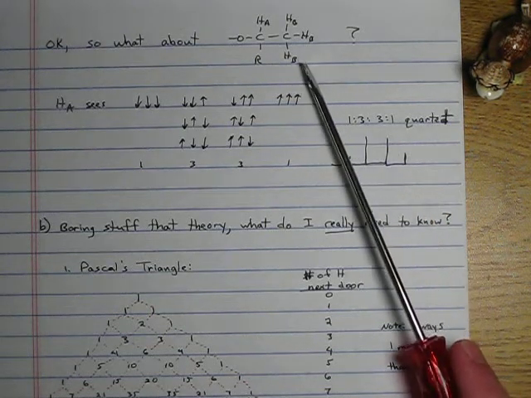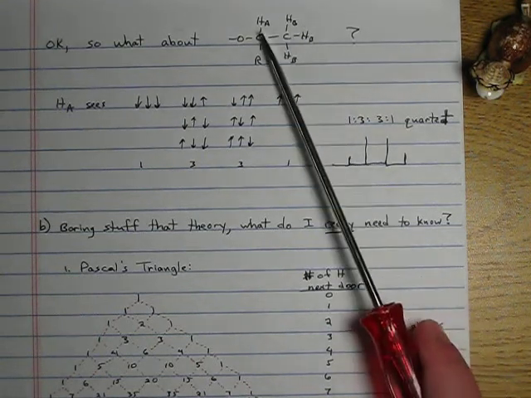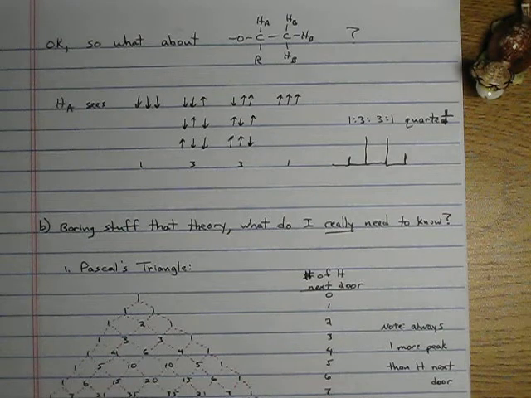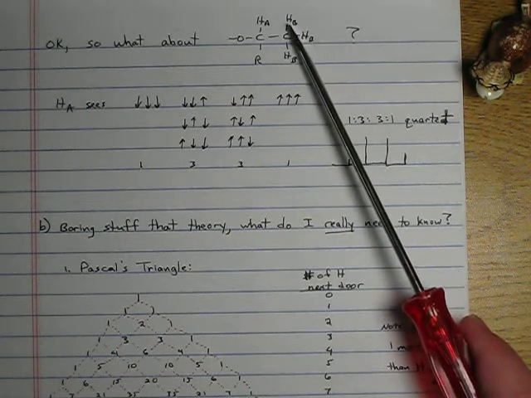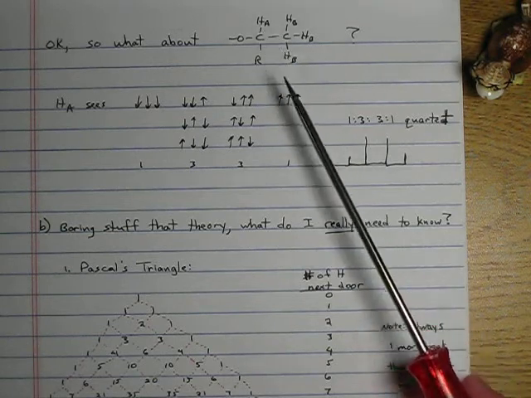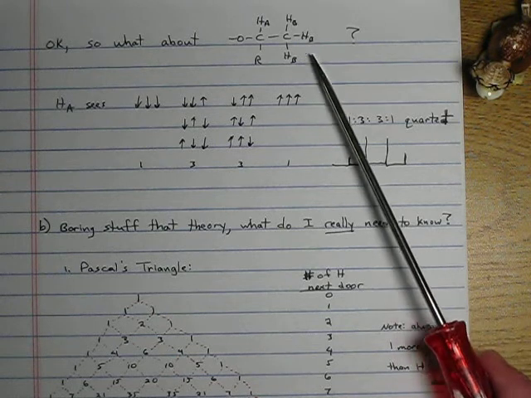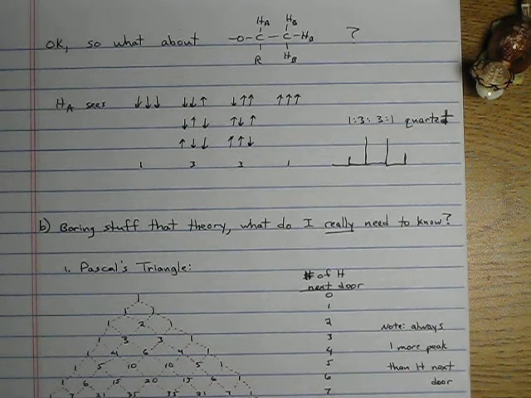What will HB have here? Well, these 3 are identical. There's only 1 proton on the carbon next door. Therefore, the 3 of them together will be split into a doublet because there's only 1 proton next door. And it will integrate to 3 because there's 3 HB protons.